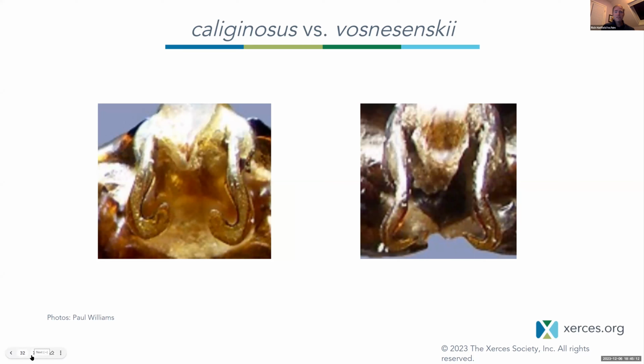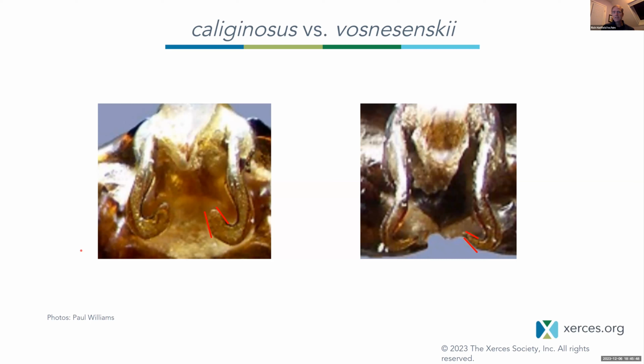And you can see there's some differences in the structure of these. I've drawn some lines here to hopefully help you see that. For Bombus caliginosus here on the left, its penis valve is a little bit thicker and less pointy. And then Bombus vosnesenskii here on the right, its penis valve almost comes to a point at the end. So the shapes of those two are different enough that we can see them through a compound microscope. Not something that you can see from a photograph, but if you have a bee on a pin, this is how taxonomists distinguish between these two species.